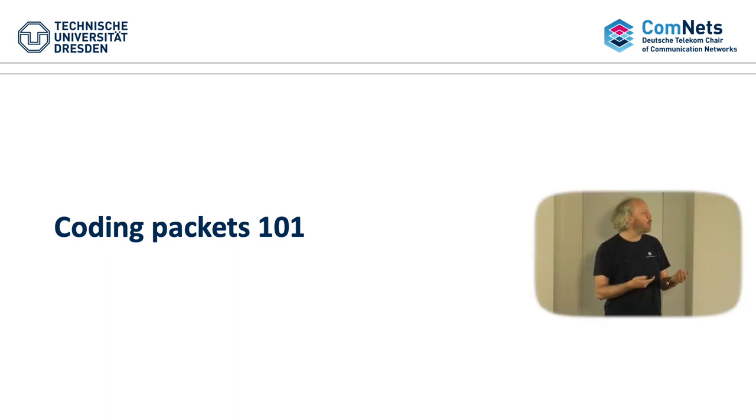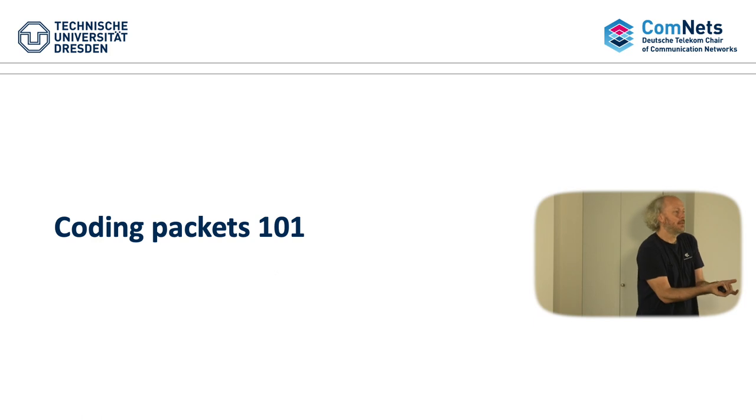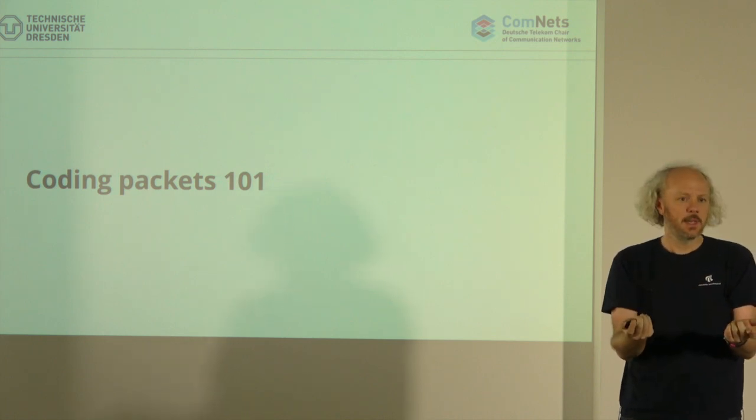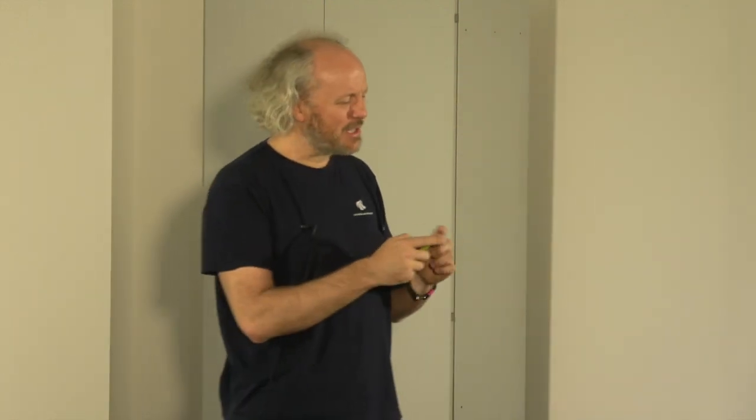So now the question: how do we really code packets? You have coded packets in the butterfly. Remember, blue and yellow make a green one. It was a bitwise XOR, very easy. But how does it work when we have this matrix stuff there? And how does it work if it's not so simple with the XOR? That is something we would like to do here.